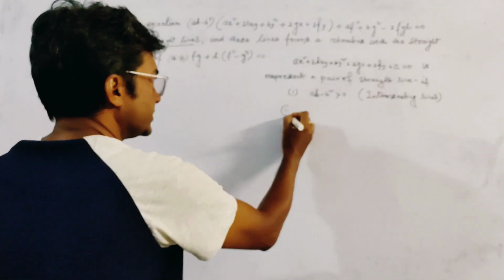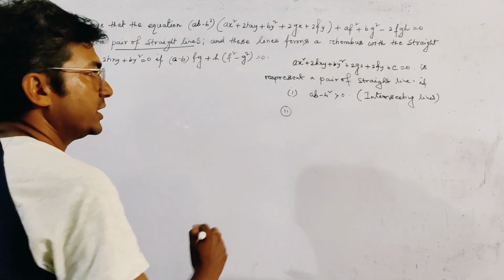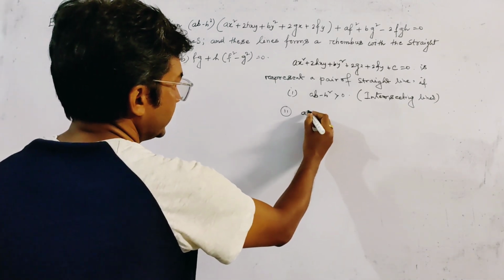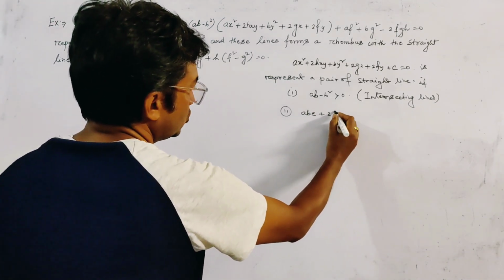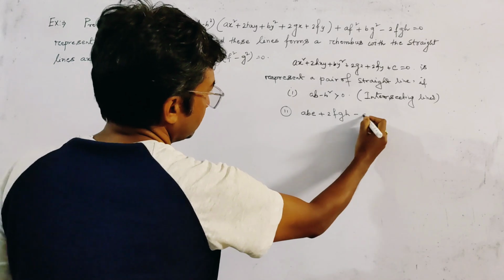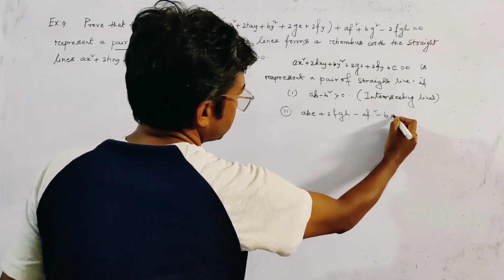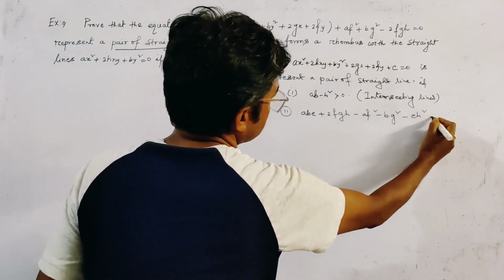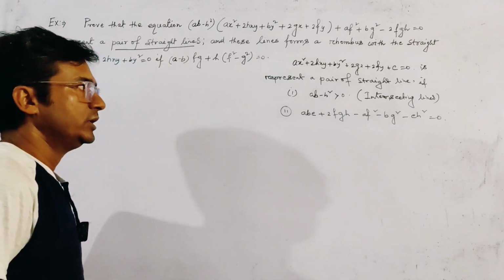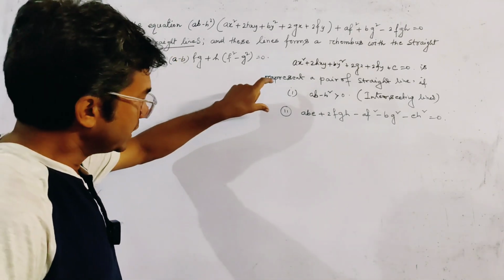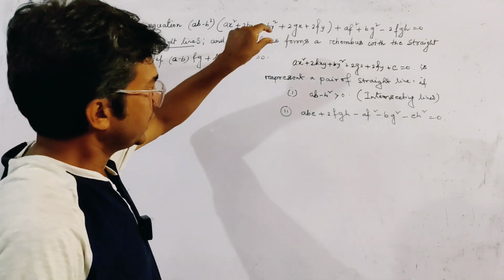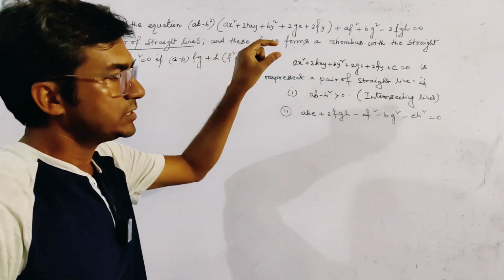And the second condition, for this to represent a pair of straight lines, is given by abc + 2fgh − af² − bg² − ch² = 0. These two relations together represent a pair of intersecting straight lines.